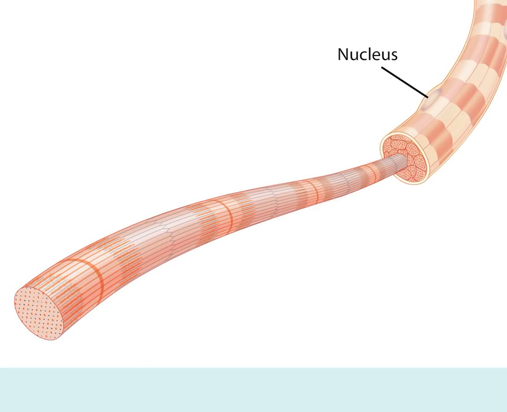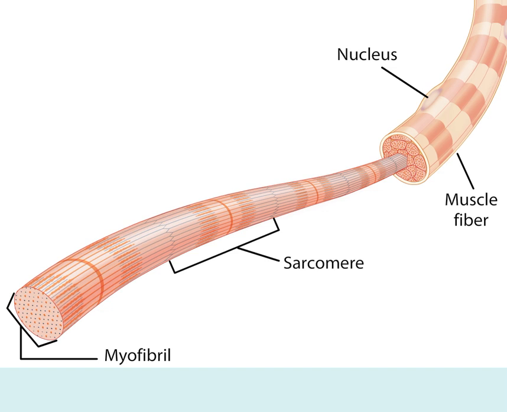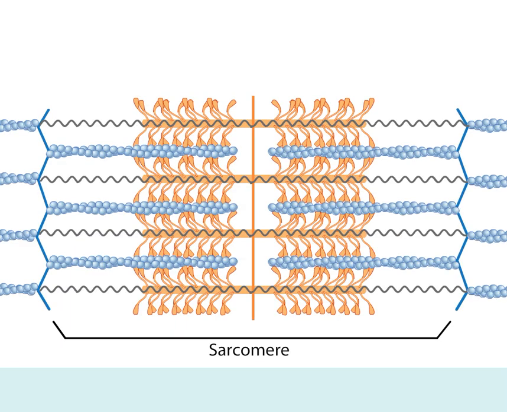A muscle's contractile units lie within individual muscle cells, which are also called muscle fibers. Each muscle fiber contains numerous bundles of protein filaments. These bundles, called myofibrils, are organized into repeating contractile units called sarcomeres. A sarcomere contains two types of protein filaments, actin filaments and myosin filaments.